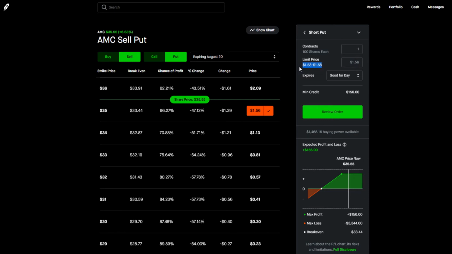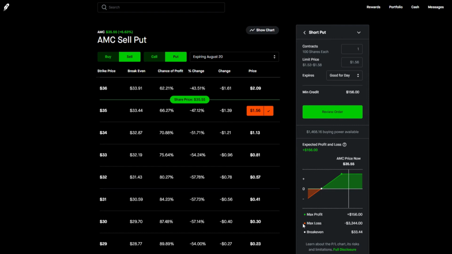We're going to set the expiration as good for day, which means this order will stay active until someone buys it or until the end of the day. And we can see our minimum credit is $156. That's the premium we will get immediately for selling this contract. At the bottom here, it shows you the max profit you can make is $156, which is the premium you're getting. And the max loss here is a little misleading.